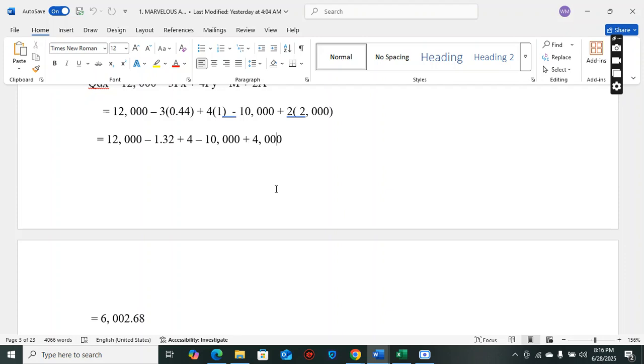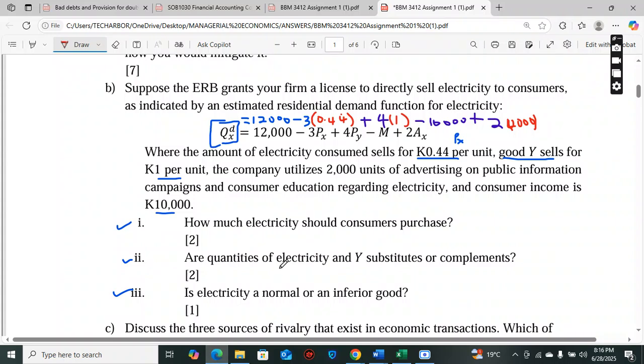All right. That's how much electricity the consumer should purchase. Okay. Any questions on that part?